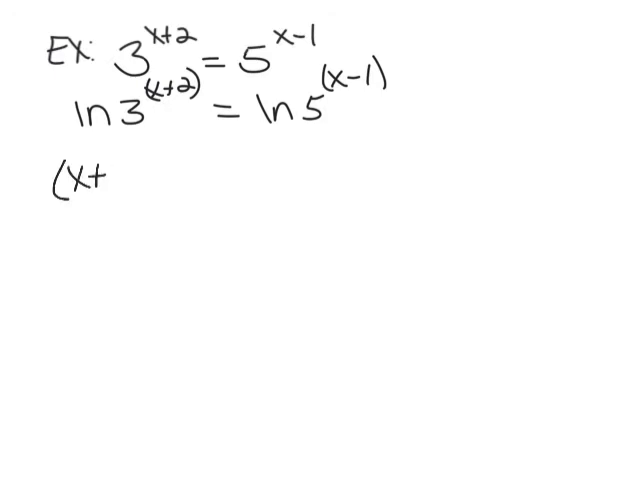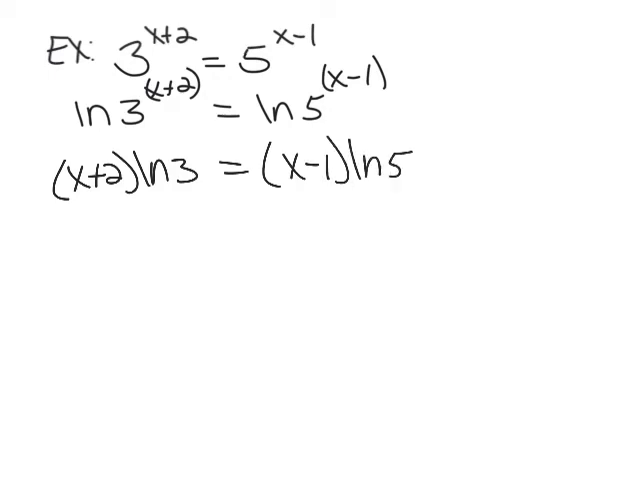In parentheses, x plus 2 times the natural log of 3 is equal to x minus 1 times the natural log of 5. This is where kids get stumped because you've got x's on both sides, they're both embedded in the binomials, and you've got the goofy logs of these numbers. But this is really a first degree equation.